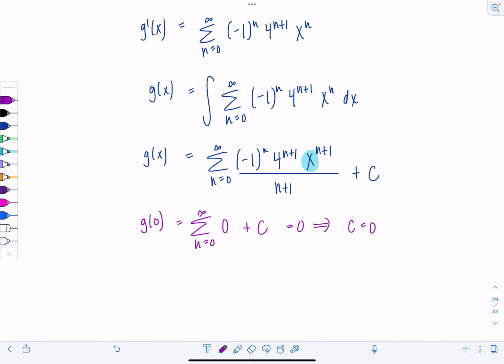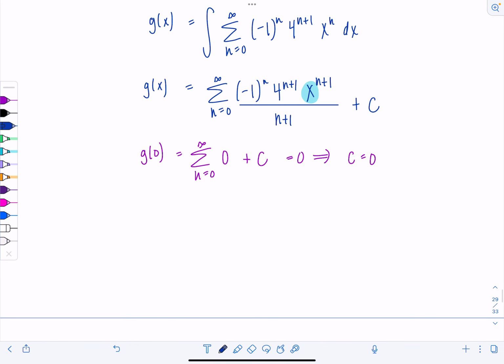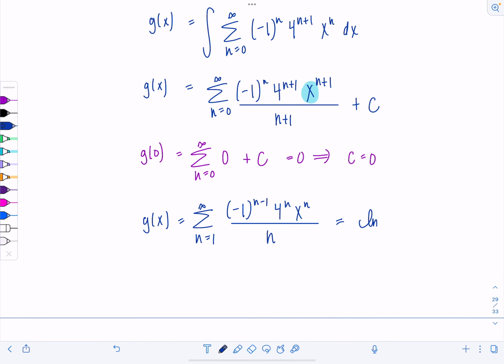Great. So g of x is this sum here. And I can clean it all up. Let's just make these n's and start at 1 instead. That means I'm going to subtract 1, and then this will be n minus 1. So this is the sum, n equals 1 to infinity, negative 1 to the n minus 1, 4 to the n, x to the n over n. And this was ln of 1 plus 4x, right?